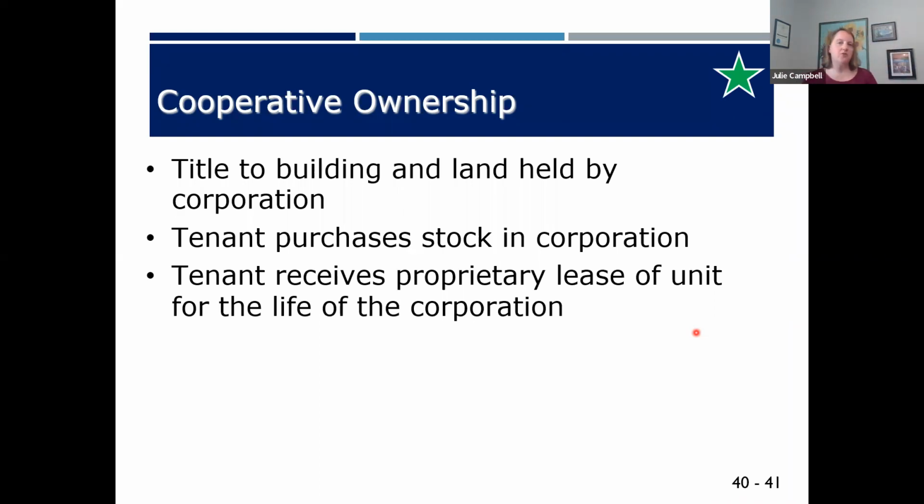Where we see co-ops most often is, think older, bigger cities. So New York City, Boston, Philadelphia. I've heard of one of these in Charlotte, but that's about all I know about it. We don't do these much around here, but they're possible. So co-op, you don't own property. You own stock. That stock gives you an occupancy agreement. It gives you the right to live there.